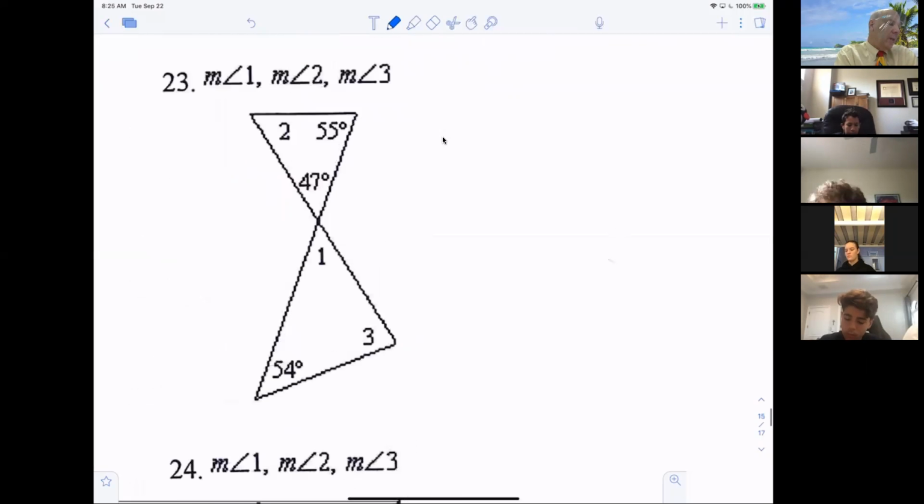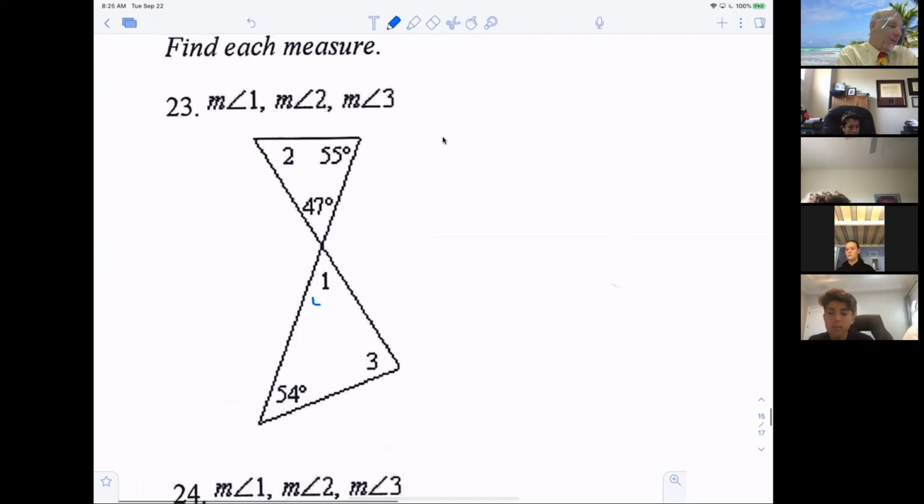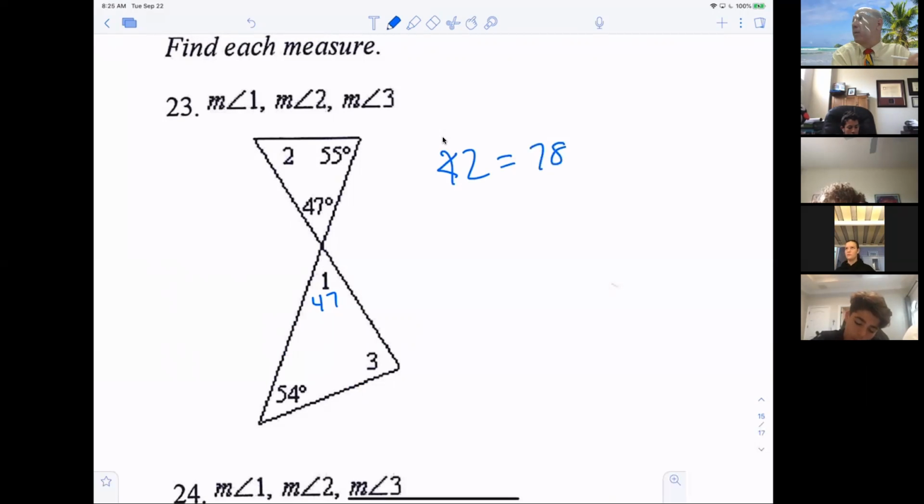Here we go. So what do we have here? Oh, brilliant. Thank you. Sam's stepping up to the plate here today. I'm still looking for 2 and 3. Who said angle 2? What is angle 2? How do we get that? Shh, I want to hear Kenzie.